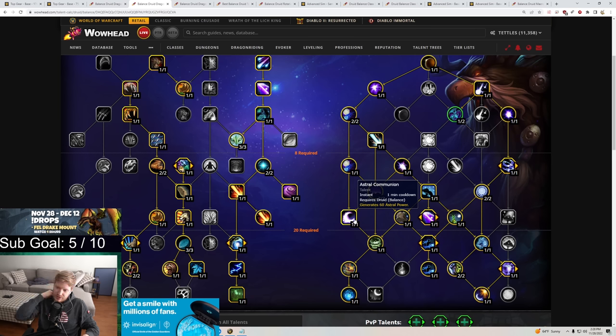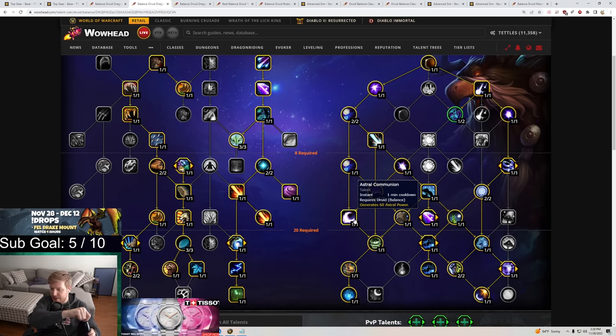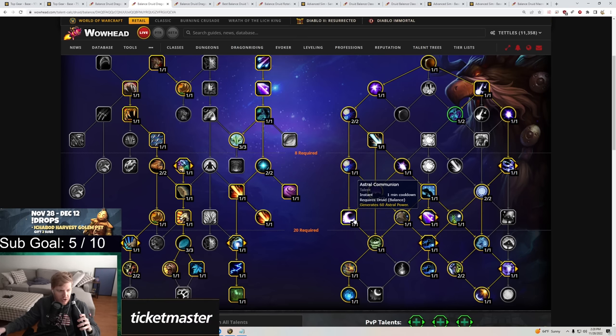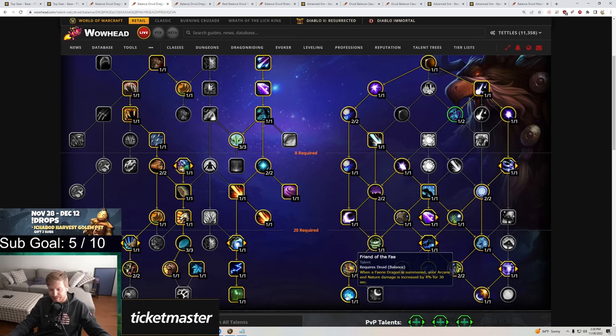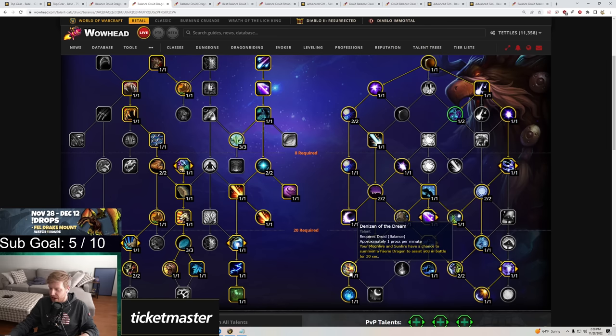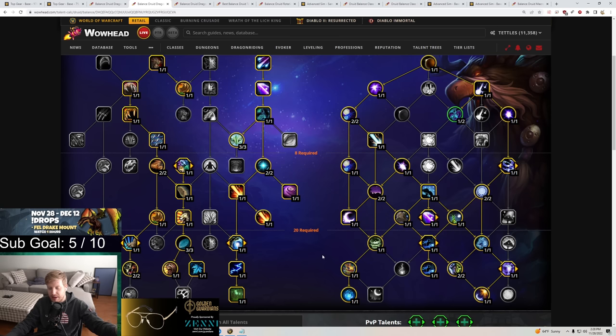So here's the deal with this build. It's good on Patrick single target, but really falls off once you start adding additional adds, because you're not taking things like Mushrooms. You are taking things like Convoke, which are almost exclusively single target focused. You also have Denizens of the Dream, which we talked about earlier, are not exactly great. I have seen this node be selected and deselected maybe 100 times, but this build in general is not something that you're going to use all too often.